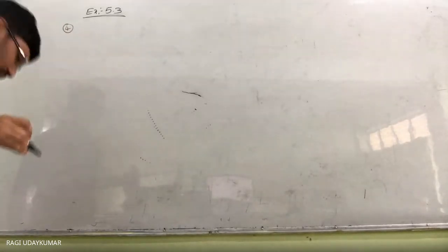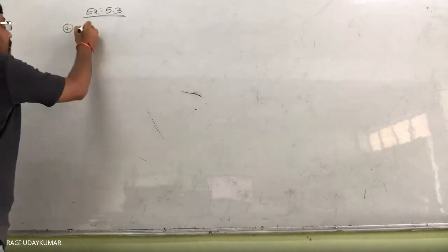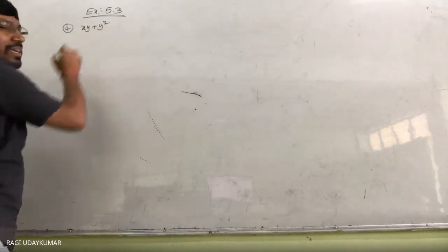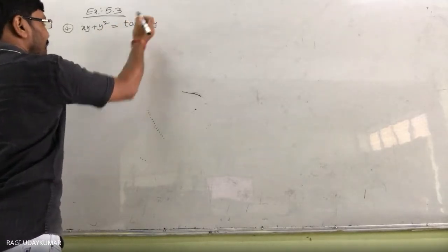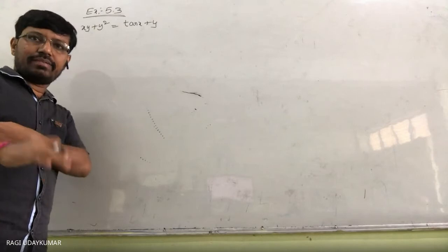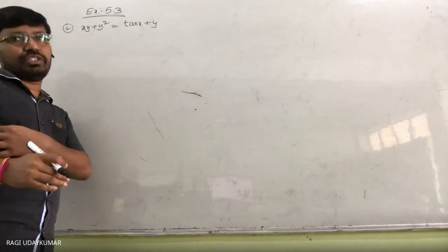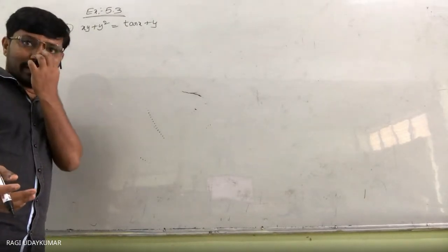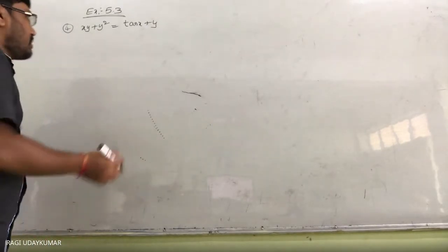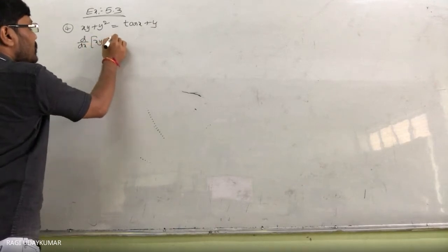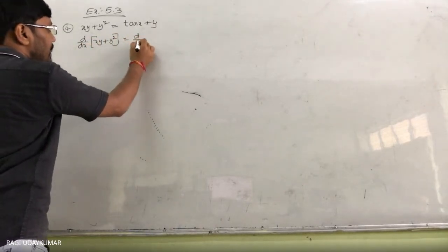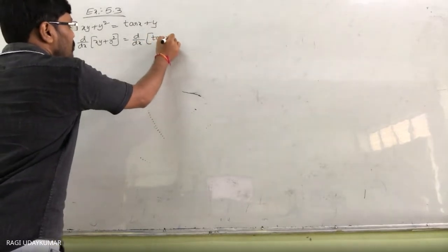So the fourth one: xy plus y square is equals to tan(x plus y). You cannot write this as y is equals to f of x, so we call it an implicit function. y is equals to f of x, you are not able to write. So that's why we call it an implicit function. So what you have to write here: d by dx of (xy plus y square) is equals to d by dx of tan(x plus y).